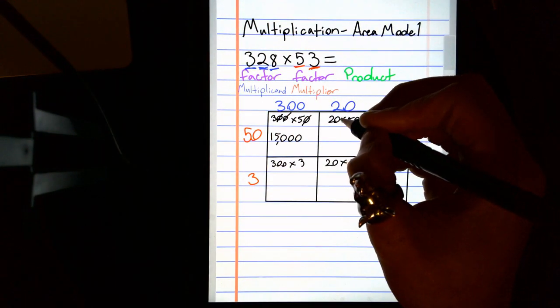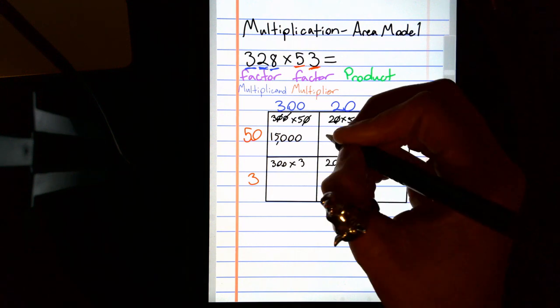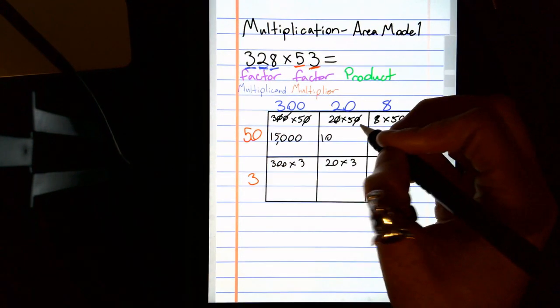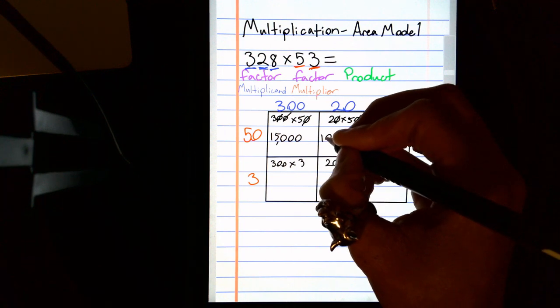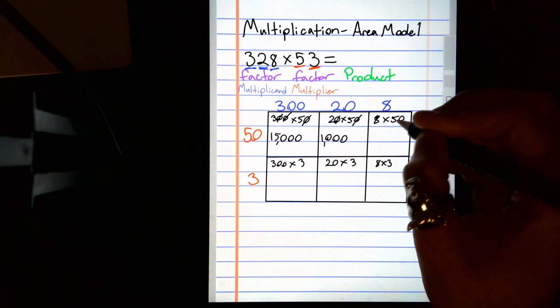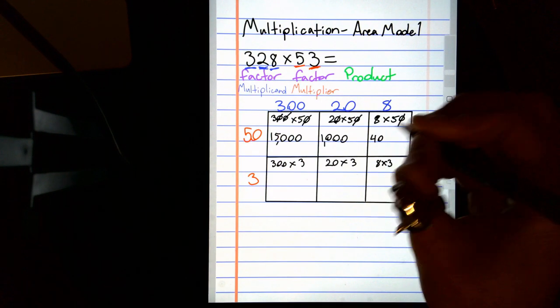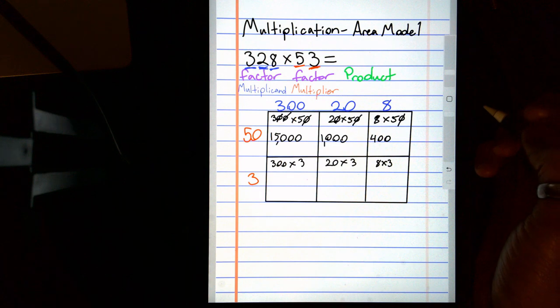The same with this one. Hide the zeros. 2 times 5 is 10. And then we bring the zeros back. We have 1,000. Hide the 0, 8 times 5, which is 40. Bring the 0 back, 400.